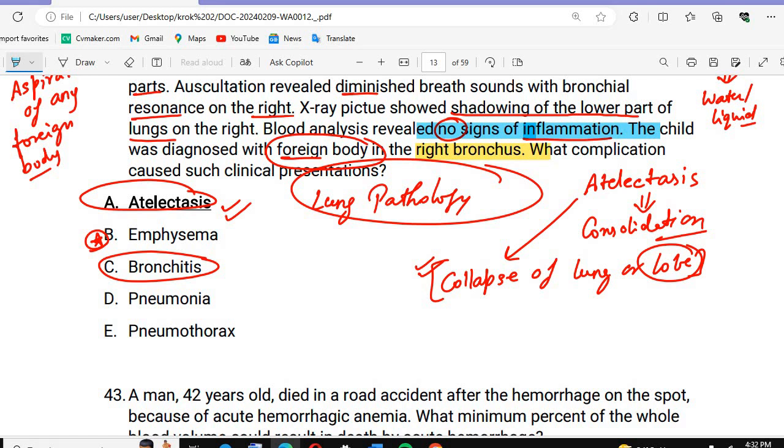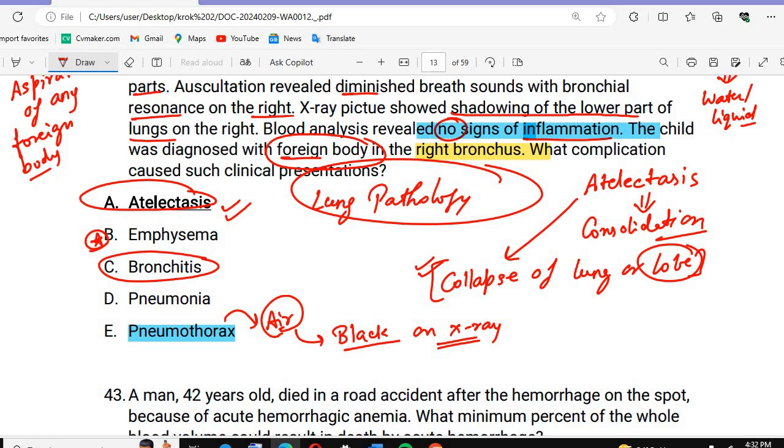Pneumothorax, we know that it is due to air. In pneumothorax, what we will see is that air will be there and there will be hyperresonance. Hyperresonance means the air will look black on X-ray. Air will look black on X-ray. That you need to remember.